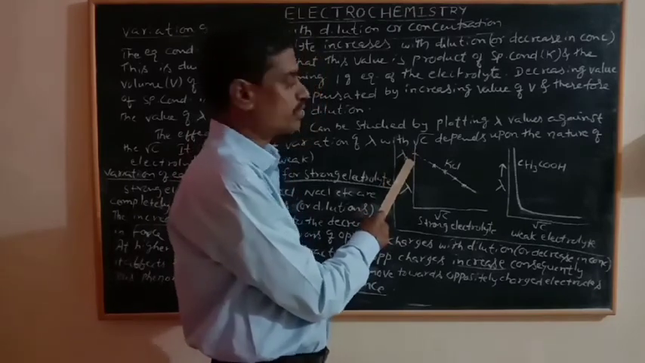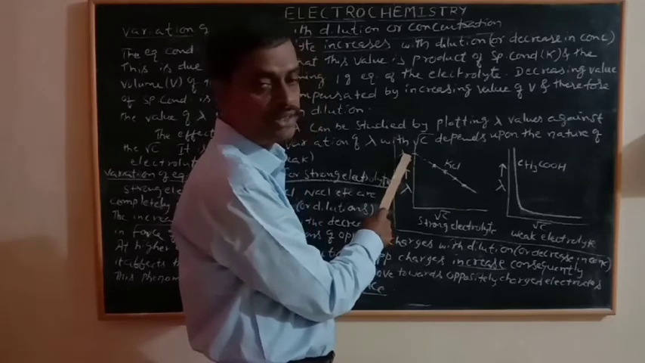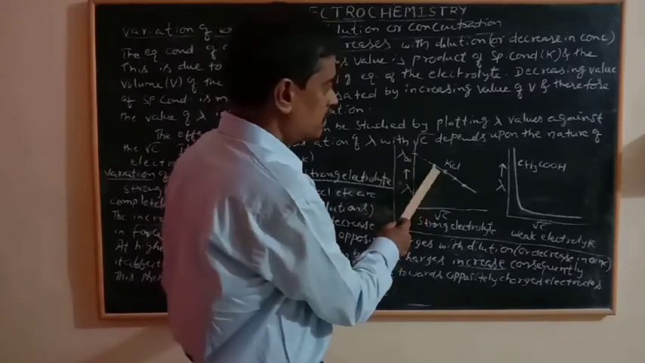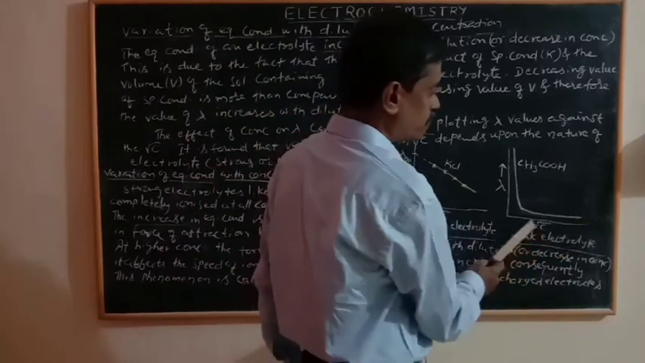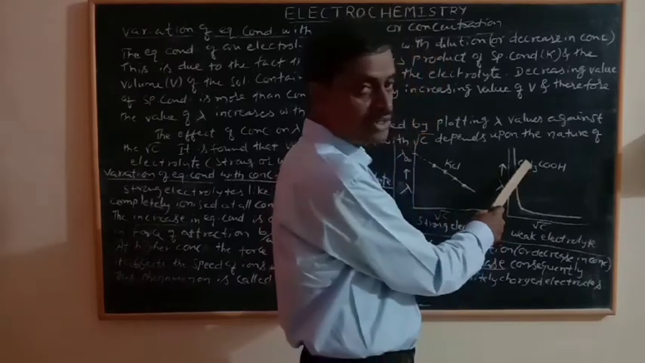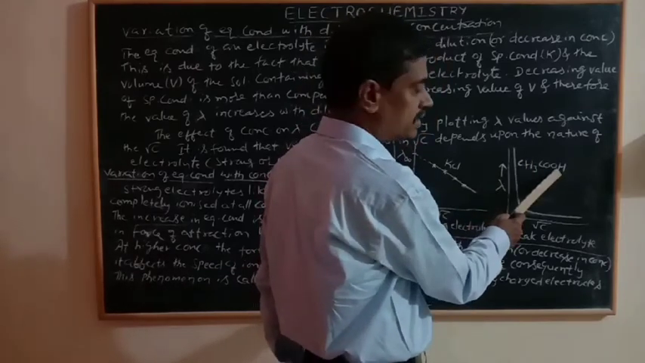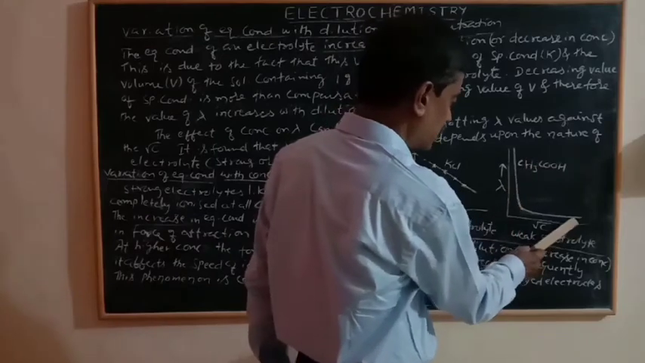This point is called lambda infinity. This we will discuss afterwards. This is called the limiting value of the equivalent conductance at infinite dilution. This is for the strong electrolyte. If the same is applied for a weak electrolyte, that is, square root of C is plotted against lambda. For example, the weak electrolyte chosen in this case is acetic acid. You know that acetic acid is a weak acid, a weak electrolyte. So here the plot is like this.